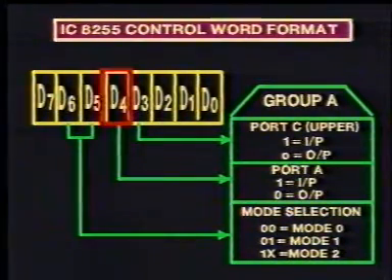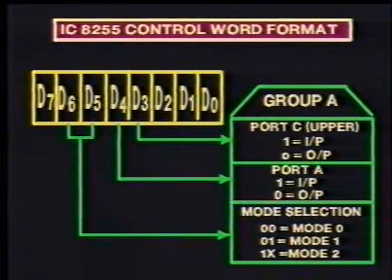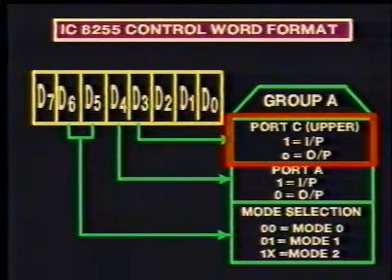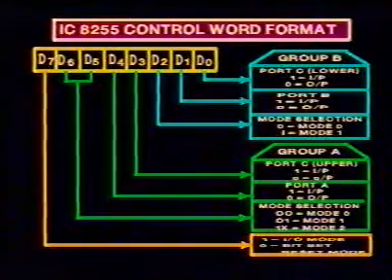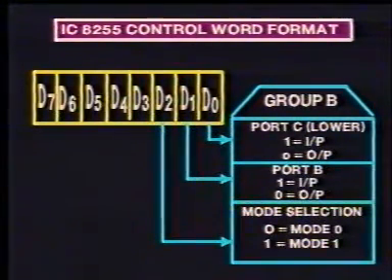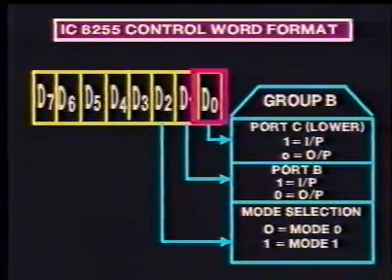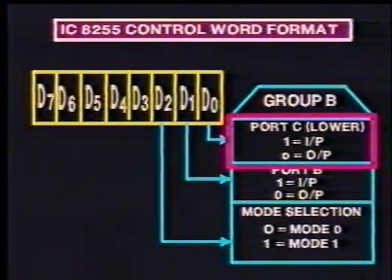The bit D4 sets the port A for input or output function. When it is 1, the port A becomes input port. When it is 0, the port A becomes output port. The bit D3 sets the port C upper for input or output. The bit D2 determines the I/O mode of group B. The bit D1 sets port B for input or output. The bit D0 sets the port C lower for input or output.